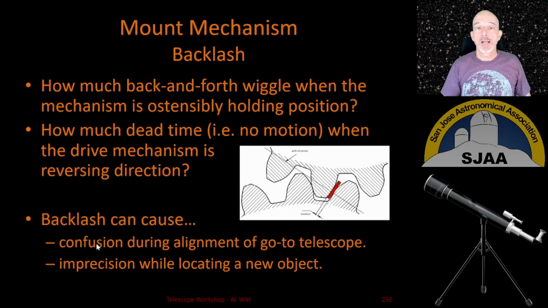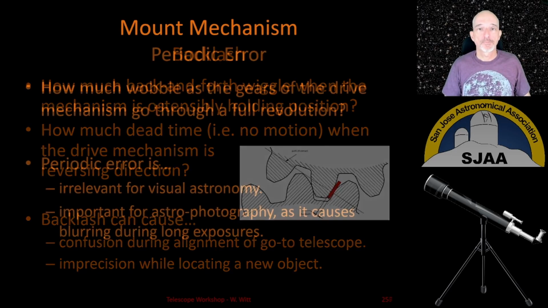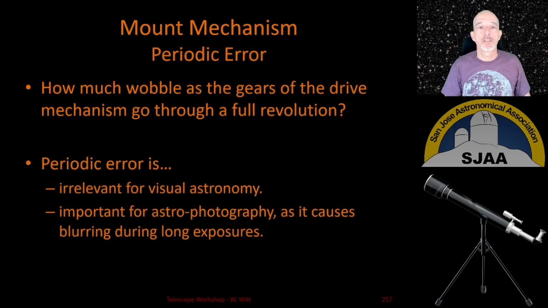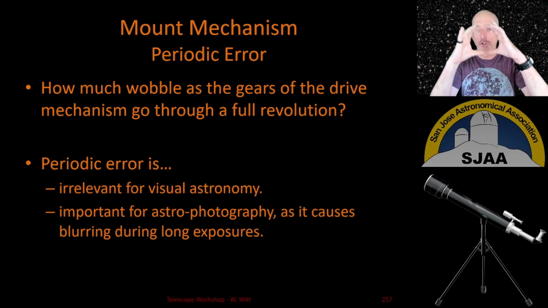And this backlash can cause confusion during alignment of go-to telescopes, and it can cause imprecision when locating a new object, when your scope is trying to find some new object, because it's basically error or uncertainty in the mechanism. The other one is periodic error. And here the question is, how much wobble is there as the gears of the drive mechanism go through a full revolution? So gears are often circles with teeth.